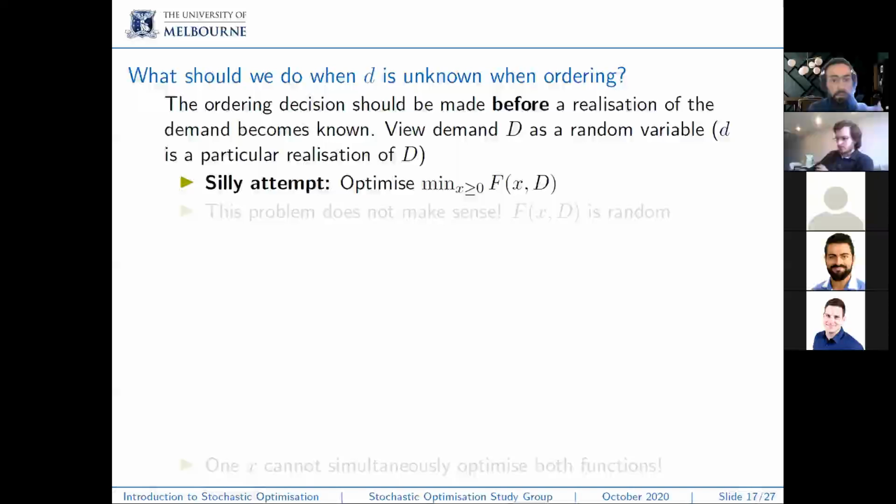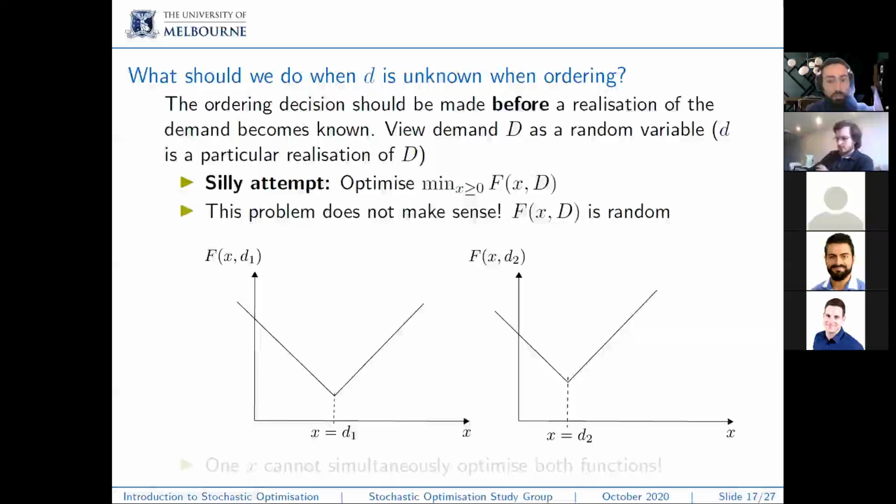So I think Emilian pointed this out a bit. A silly attempt would be to try to optimize this problem straight away. But this problem actually doesn't make sense because f(x, D) is random. So here I have two realizations of the demand, and it's highly likely these two functions are different. And of course, there's no one x that can simultaneously optimize both functions. So trying to just optimize a random cost function doesn't really make sense.